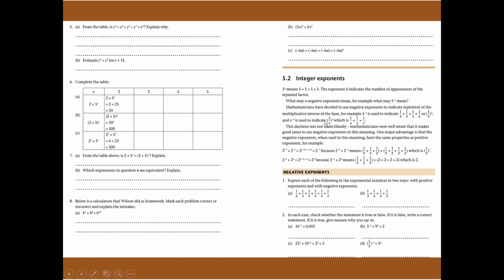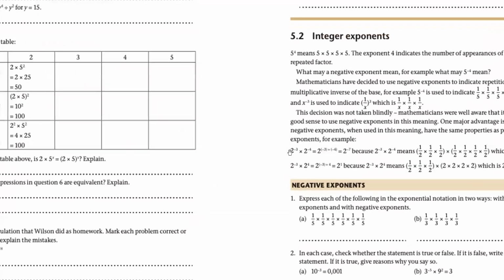Mathematicians have decided to use negative exponents to indicate repetition of the multiplicative inverse. So instead of having a 5, we now have 1/5 multiplied by 1/5, and you do that 4 times. And then over here, let me just zoom in.